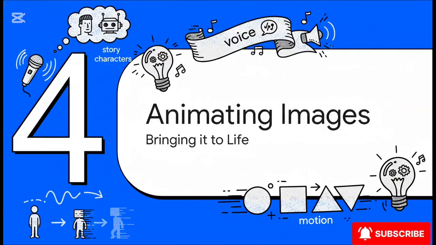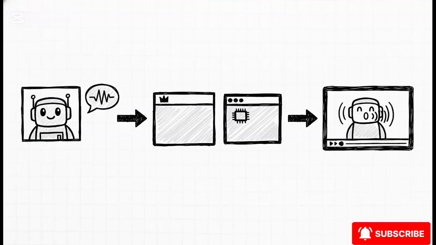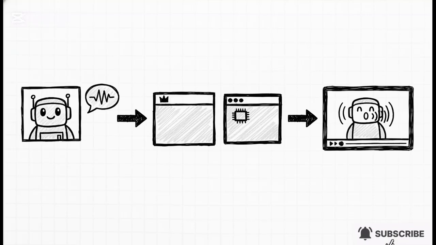Part three. Animating the images. Okay, so we've got our story, we've got our consistent characters. Now for the real magic, bringing those still images to life with voice and motion. Our source points to two absolutely incredible AI tools that specialize in this. You basically give them a static image and a line of text, and they merge them into a short, animated clip, complete with a synthesized voice, and it all happens with a single click.